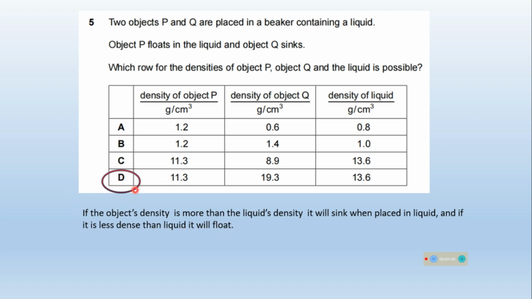Option D fulfills all the criteria here. The density of object P is less than the density of the liquid, so object P floats, and the density of object Q is more than the liquid's density, so object Q sinks. Option D is right here.